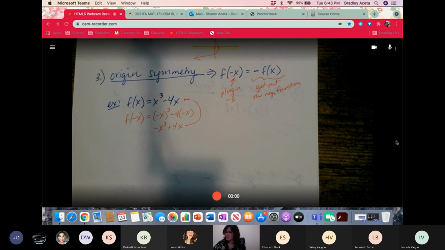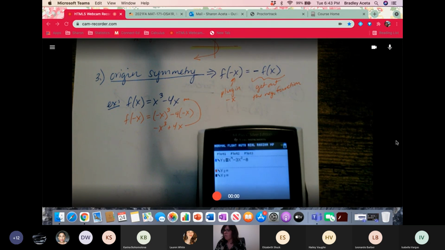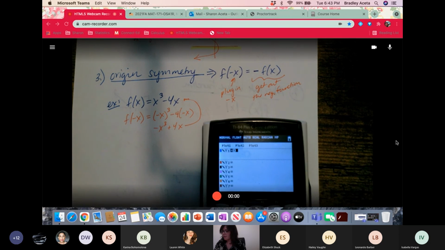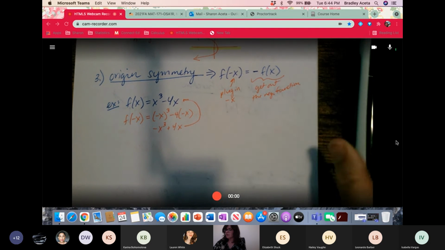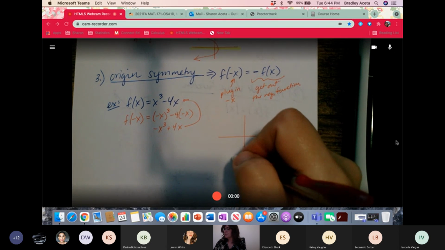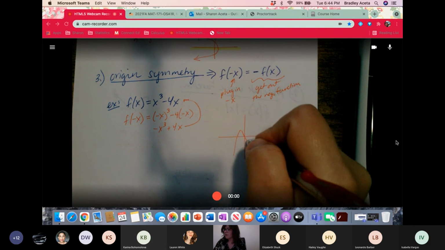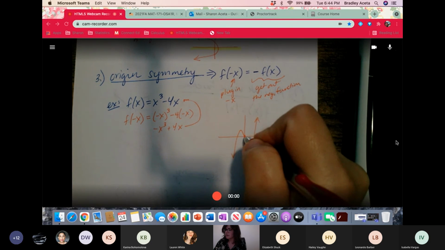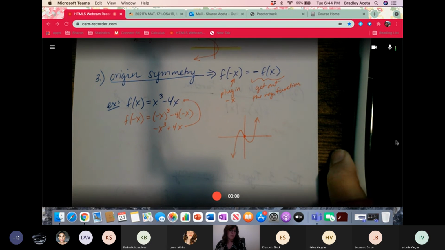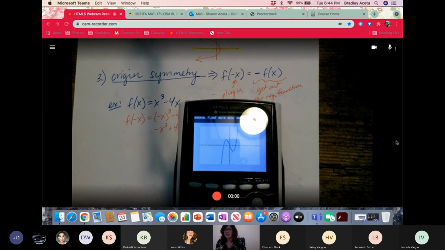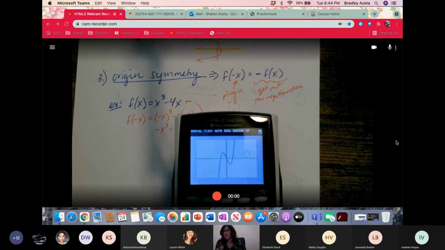Now, here's what this looks like on the graph. And this is pretty cool. X cubed minus 4x. Give it a minute. There we go. Okay, so if you notice, it goes like this. First of all, it goes through the origin. That's important. You can't have origin symmetry if you don't go through the origin. That makes no sense. But this is how I tell my students to remember it from a graph.